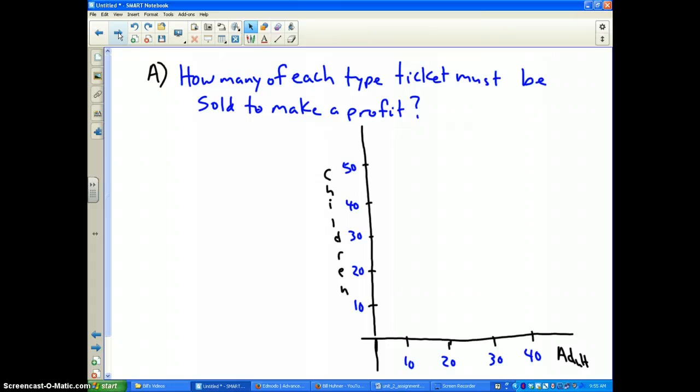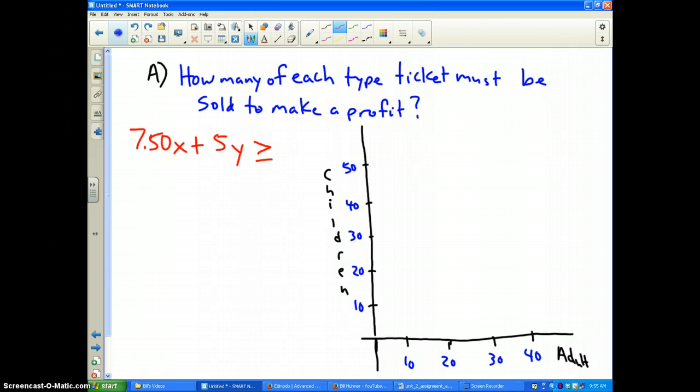How many of each type of ticket must be sold to make a profit? Well, I'm going to write down that inequality again. And there's billions and billions of answers to this question. We could sell 1,000 adult tickets and no kids tickets. We could sell 1,000 kids tickets and no adult tickets, or any combination in between. And that is why, as you see on the right side of the screen, I've made a graph, because the graph will be the solution to our problem.